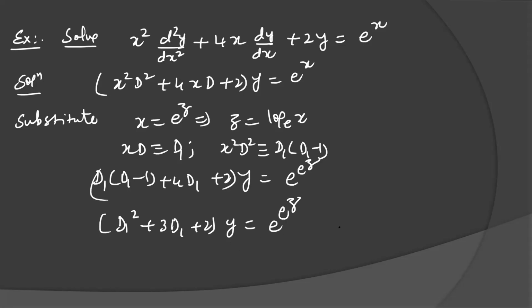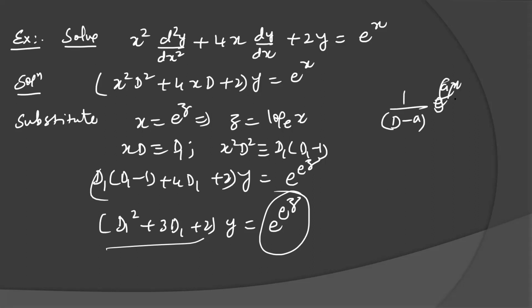Now you can solve it using part 4 and part 5. I told you, you have to break into linear factors and you have to use the result: 1 over (D minus a) of f(x) is equal to e to the power ax integral of e to the power minus ax f(x) dx. You have to use this important result.